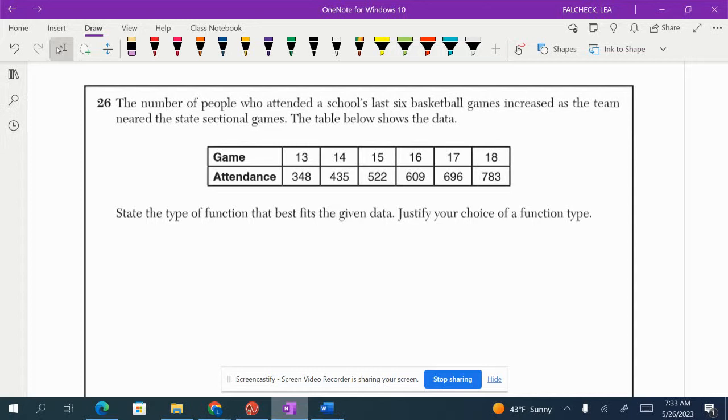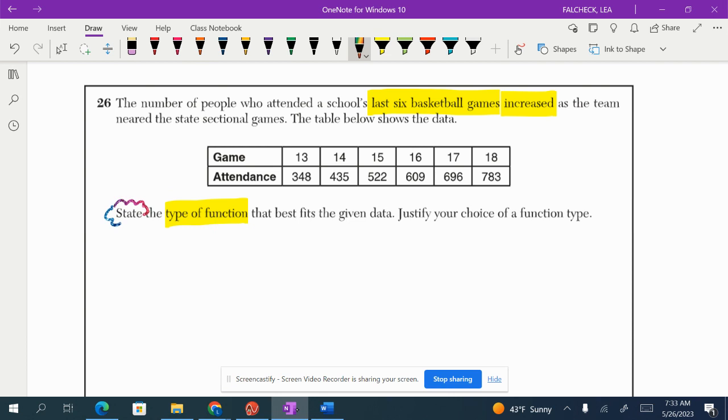Number 26. The number of people who attended a school's last 6 basketball games increased as the team neared the state sectional games. The table below shows the data. So we have the game number 13 through 18, and then we have the attendance in number of people. State the type of function that best fits the given data.